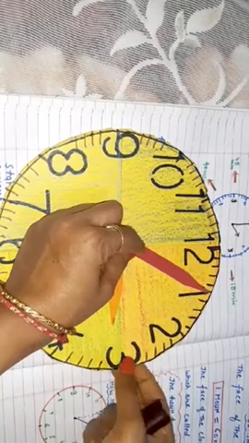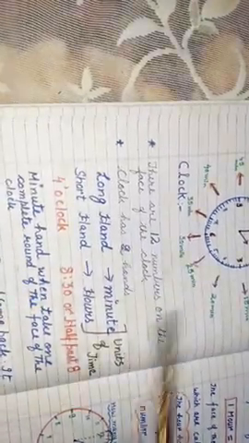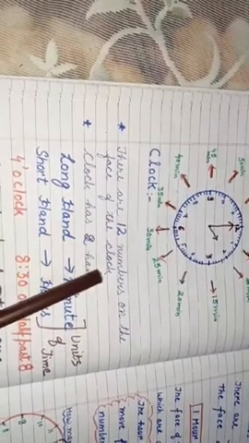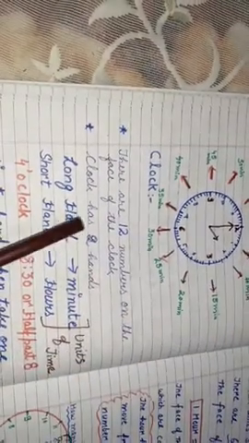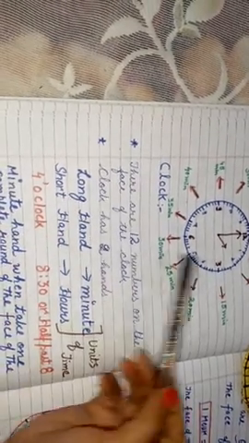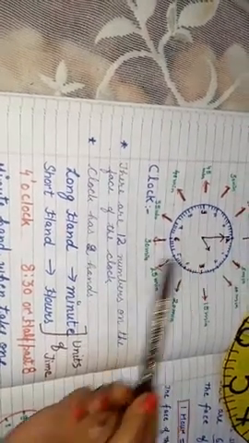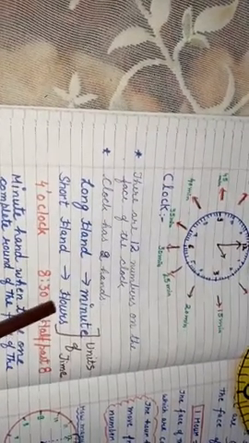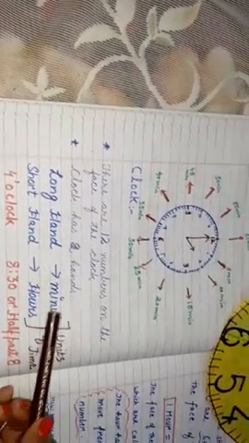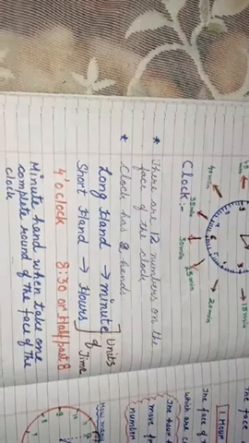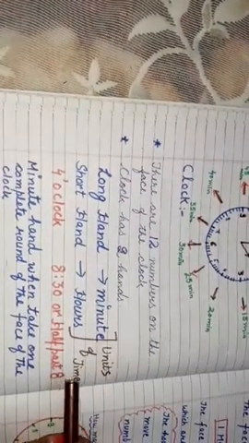Okay, so let me explain it more. What did we learn? On the face of the clock, there are 12 numbers. The clock has two hands: the first is the longer one and the second one is the shorter one. The long hand tells us minutes and the short hand tells us hours. These minutes and hours are also called units of time.